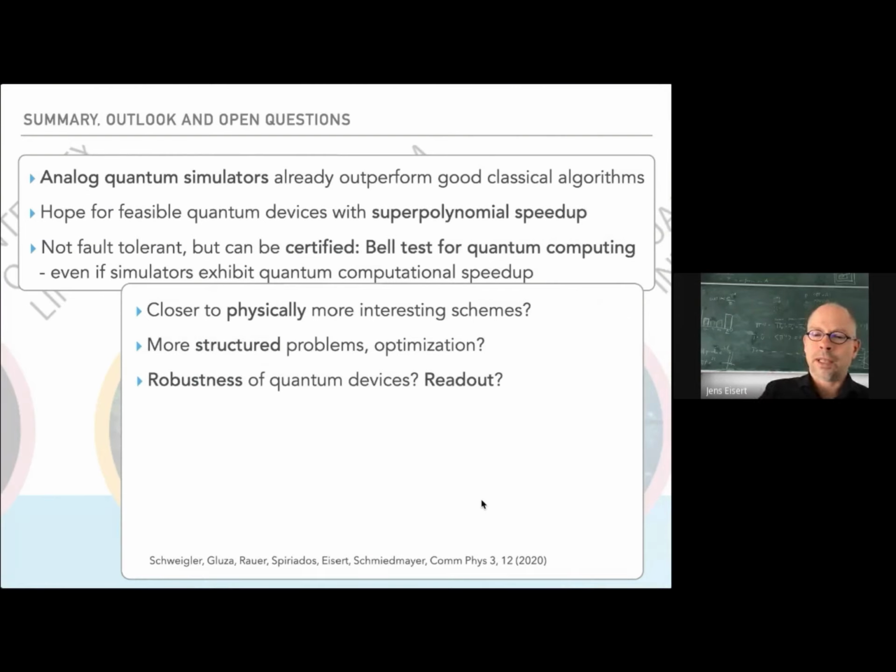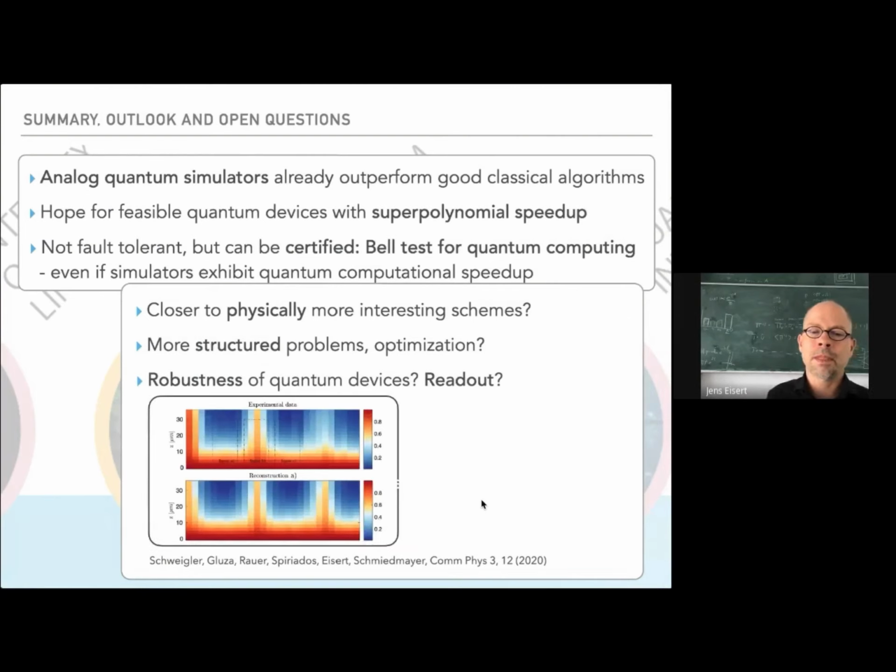Then, robustness of quantum devices. What happens under noise if you don't have error correction? It's not obvious. Is there a scope for quantum advantages without error correction? Or where is it? Or classical error correction? Readout. How can you read out quantum simulators?